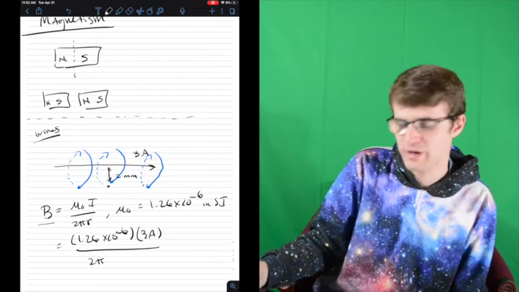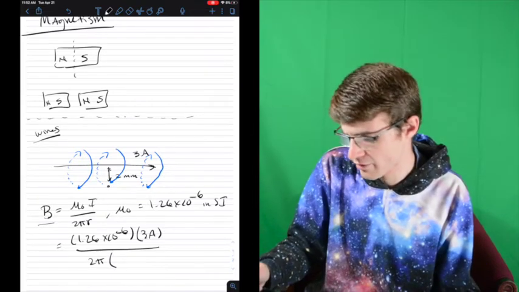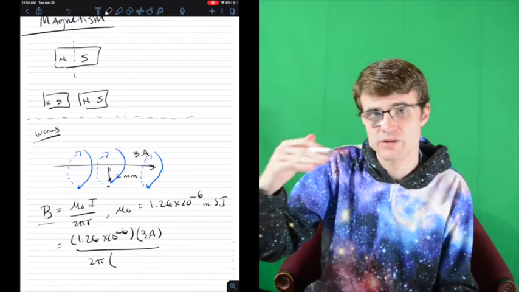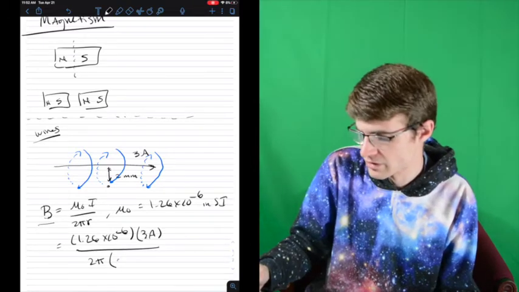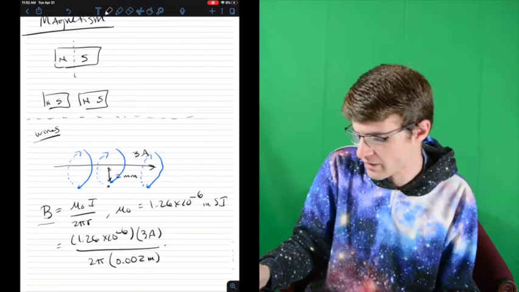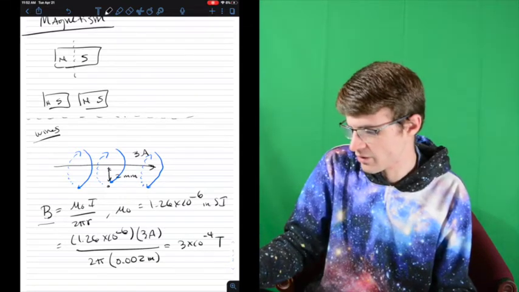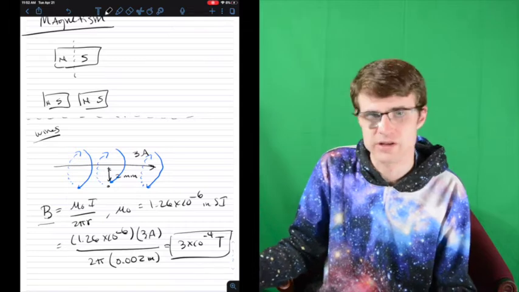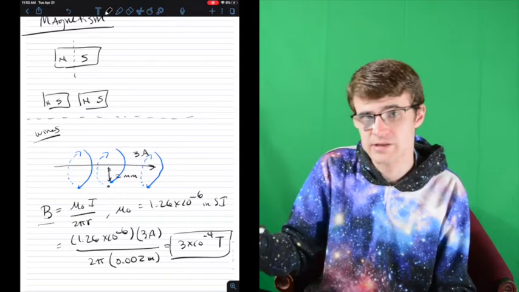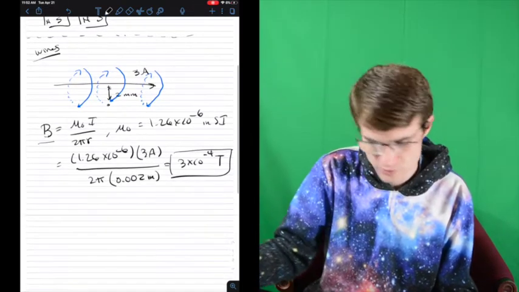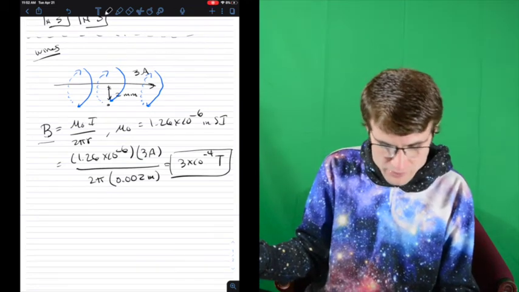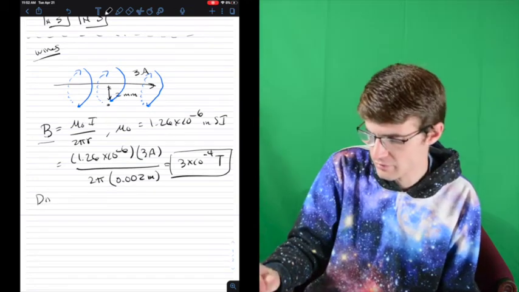And we multiply the current and divide by 2 pi r, where r is the distance between the wire and the point that we're interested in. We put that in SI units because that's important. We get 3 times 10 raised to the negative 4 Tesla if we throw that into a calculator. And again, Tesla is the unit for magnetic field. So, whoop-de-doo, right? What about the direction?